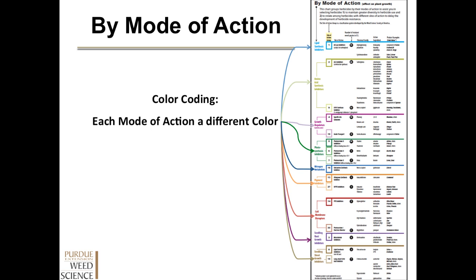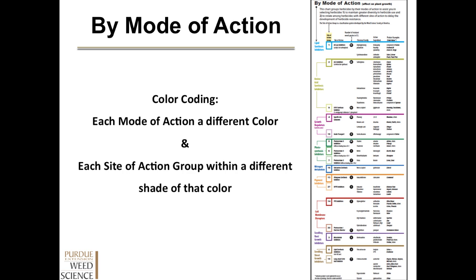So you start at the top with the lipid synthesis inhibitors, and they're blue, and you work your way down, and each mode of action will have a different color until you get to the very bottom with those seedling shoot growth inhibitors that are in the brown. And then if you look within those modes of action, the modes of action with separate sites of action, you'll see that there's different shades of that color within each mode of action for those sites of action.